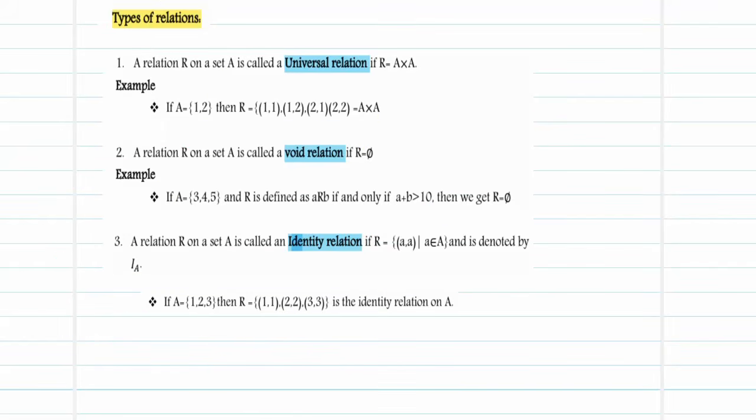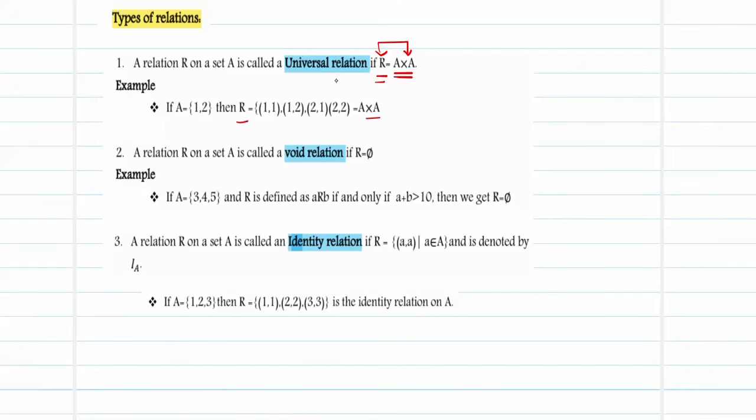Next, I move on to the types of relation. A relation R on a set A is called a universal relation if R is the same as A cross A. That is, if the Cartesian product and the relation have the same number of elements, then it is called a universal relation. Let A be {1, 2} and R is {(1,1), (1,2), (2,1), (2,2)}. Then I know that R and A cross A are going to be the same.